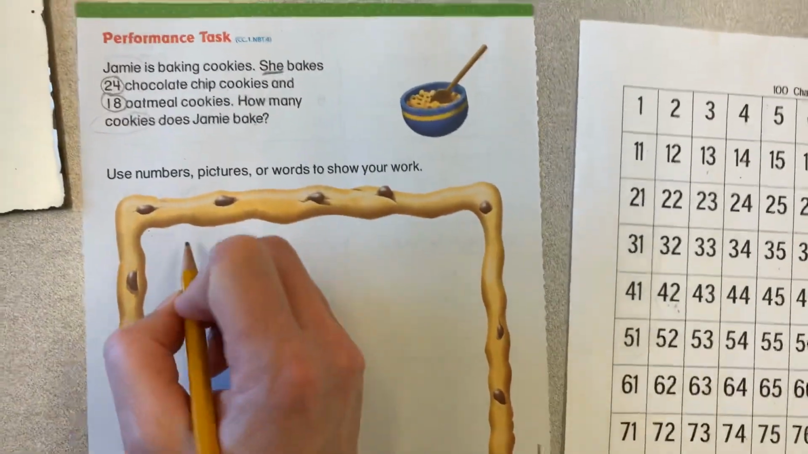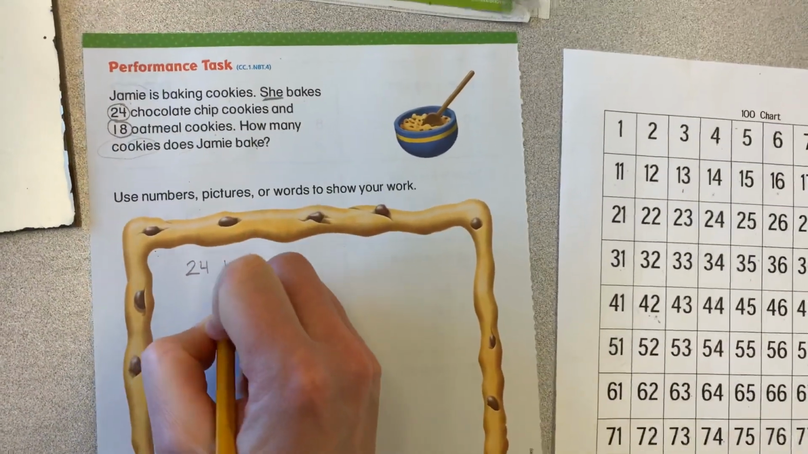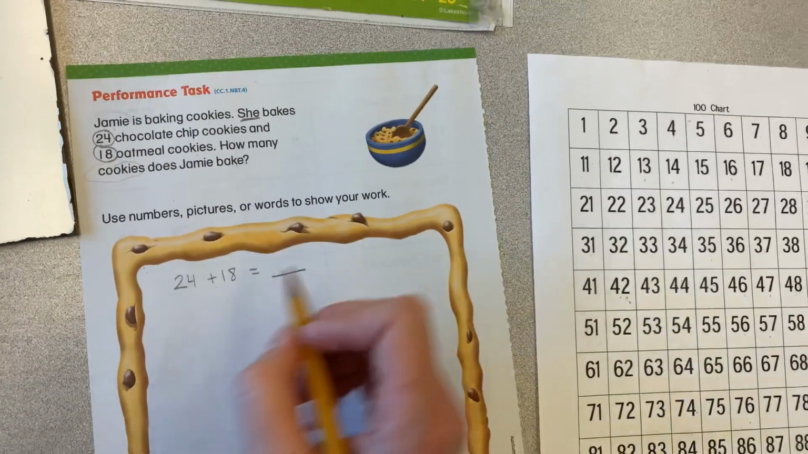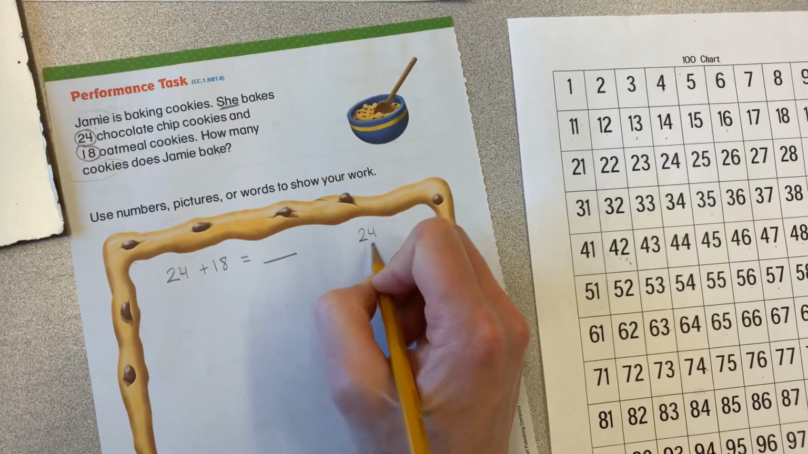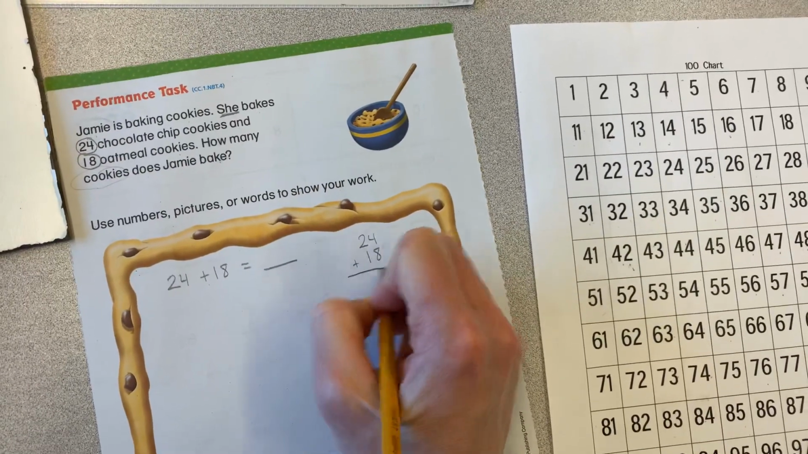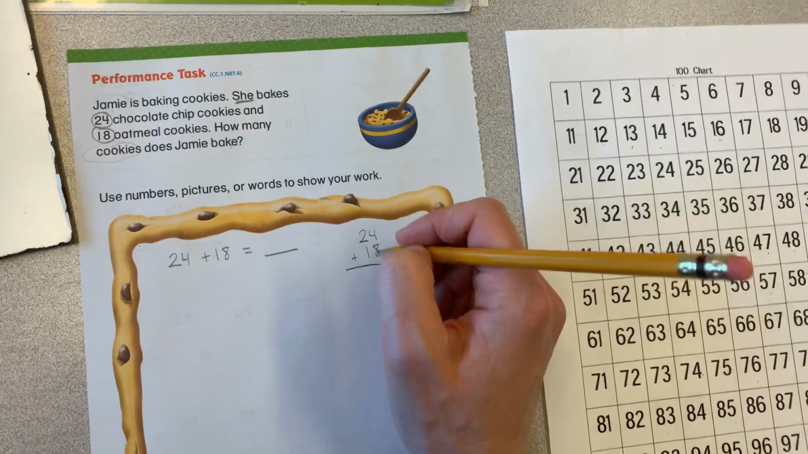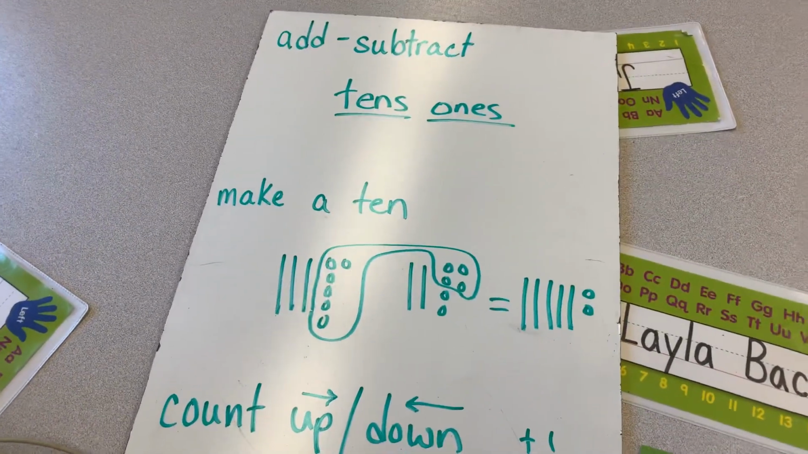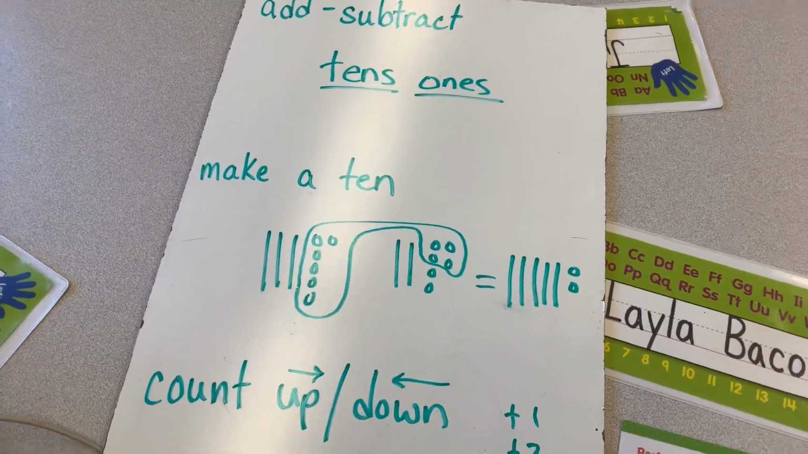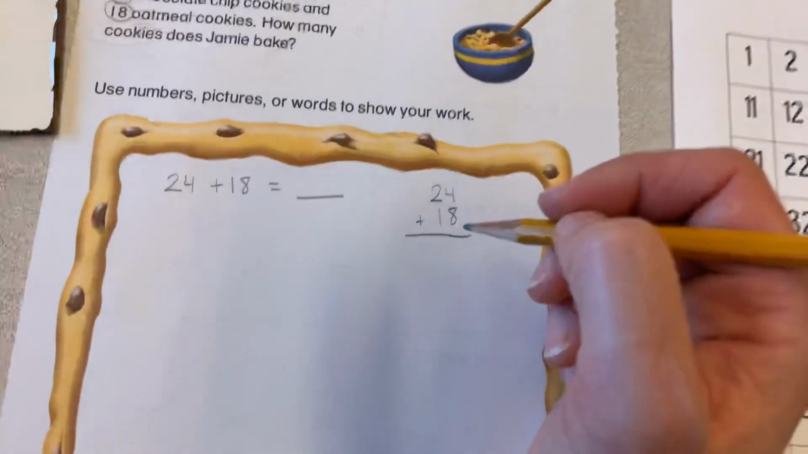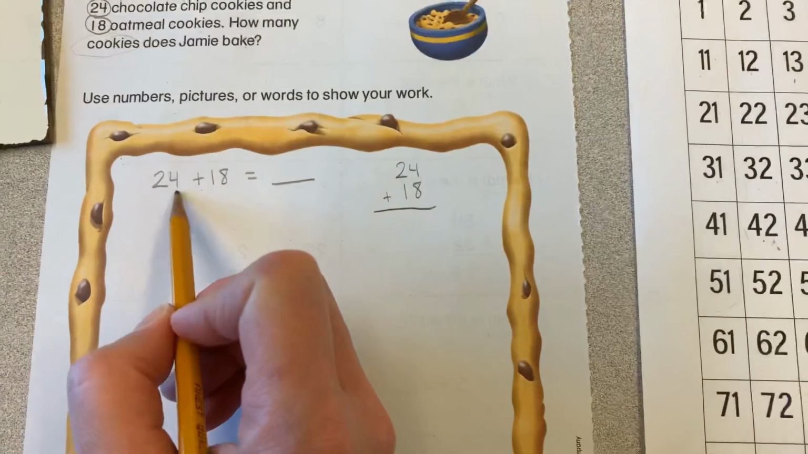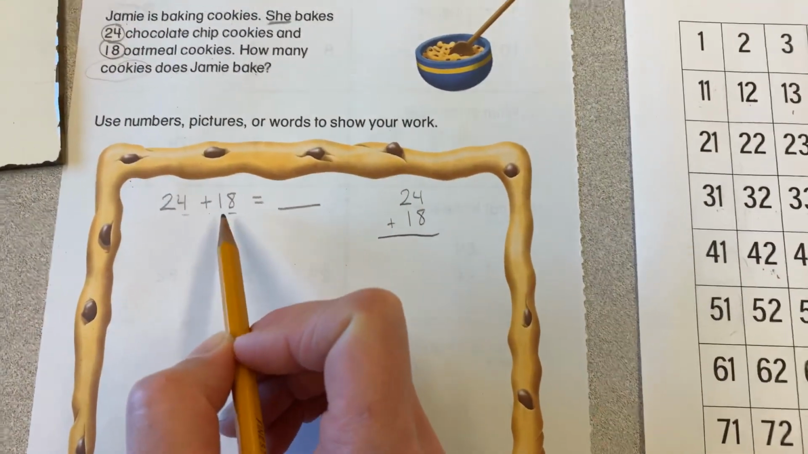So let's write our equation. 24 plus 18 equals, or I could do it like this. 24 plus 18 equals. Let's try, what do you think is going to be the best strategy? Making a 10, adding and subtracting the 10s and the 1s, counting up, counting down. What do you think? Yeah, I have pretty big numbers here in the ones place, so I'm going to try to make a 10.